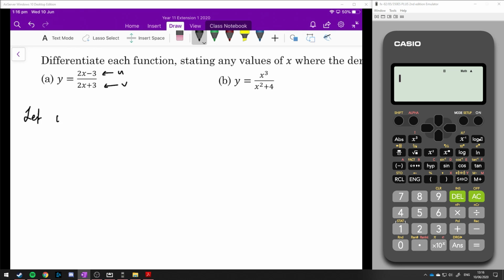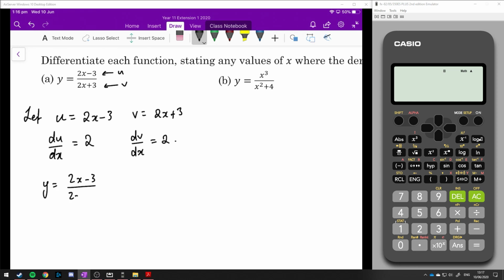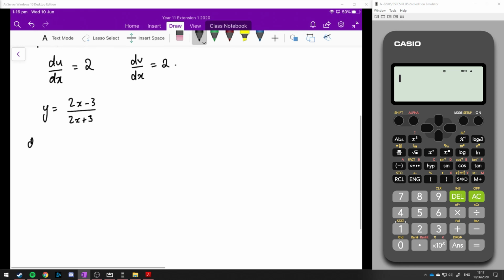So let u be equal to 2x minus 3. That's going to make du dx, the derivative of u with respect to x, equal to 2. And alternatively, we're going to have v is equal to 2x plus 3, which makes it very convenient for us. So dv dx, in this case, is also going to be equal to 2. So if y is equal to 2x minus 3 over 2x plus 3, then our derivative dy dx is equal to v lots of du dx minus u lots of dv dx over v squared.